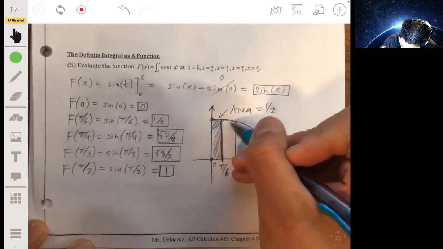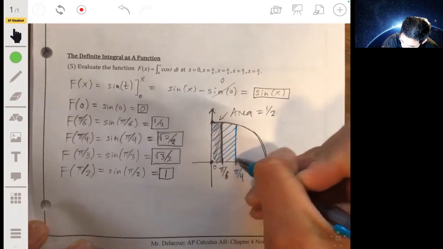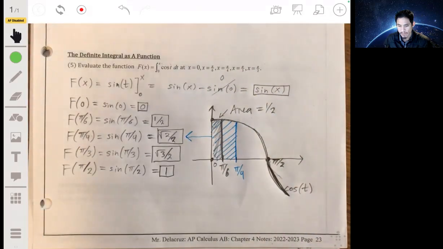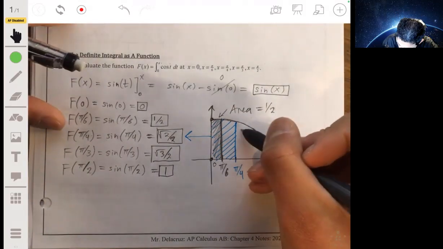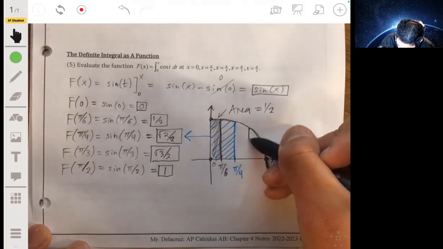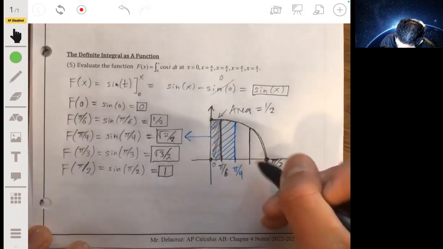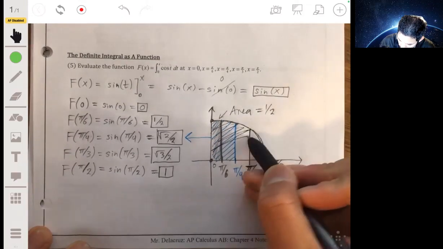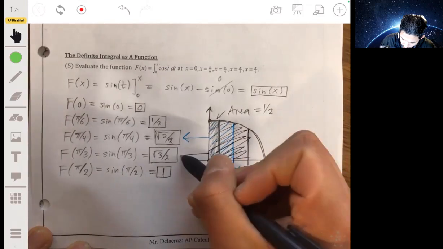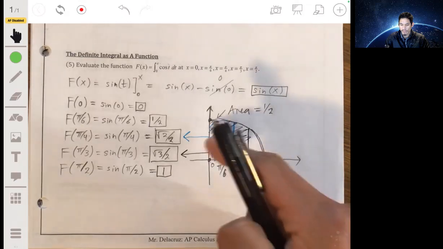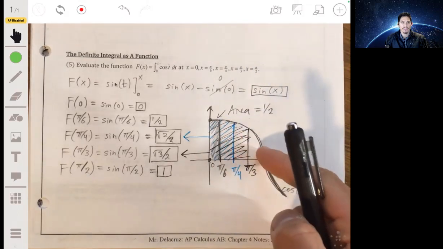So essentially then this entire area, and that we got to be √2/2. And so forth. This is essentially what's going on. Pi over 3 would be the area from 0 to pi over 3 of this. That'll be √3/2. And the total area from 0 to 1 underneath this graph is just going to be 1.